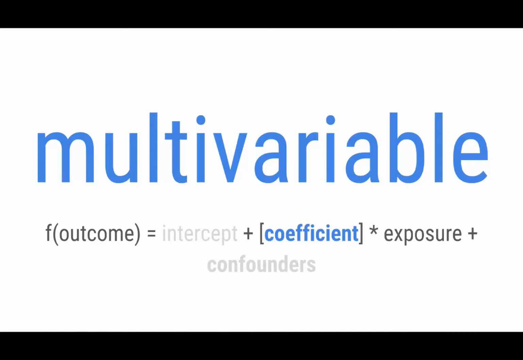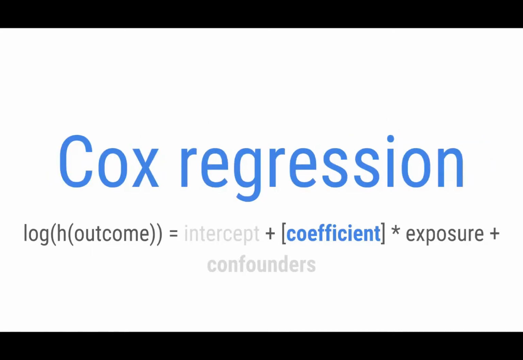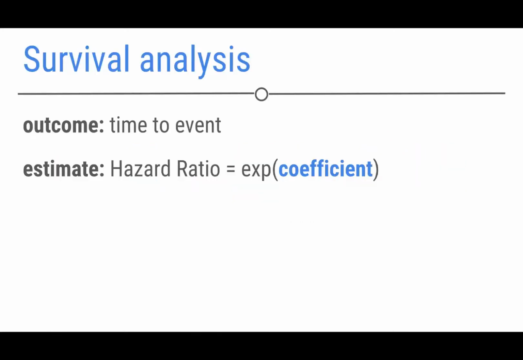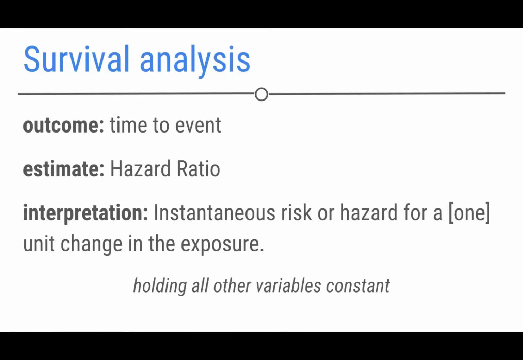In the case of time to event outcomes, the outcome that we care about is the log of the hazard to an individual at a given time. This is known as a Cox regression, and it's named after the inventor, David Cox. Here, the estimate is the exponentiation of the coefficient from the Cox regression model, known as a hazard ratio. For a continuous exposure, this is interpreted as the instantaneous risk or hazard for a 1-unit change in the exposure, holding all the other variables constant.